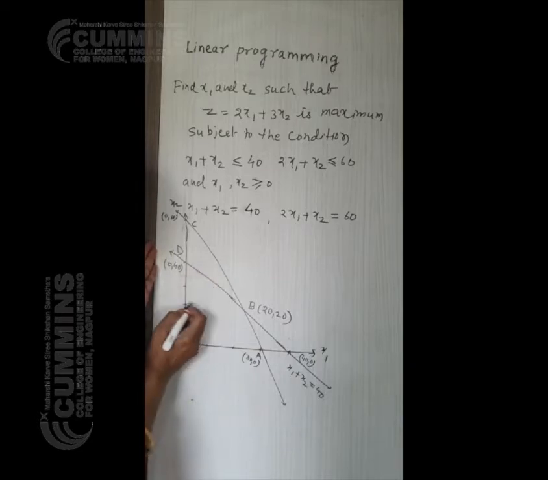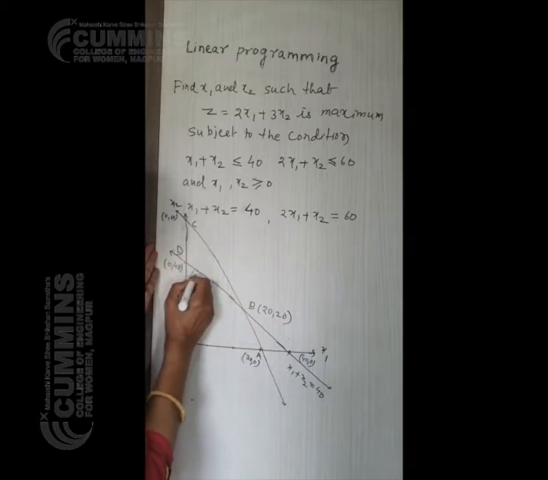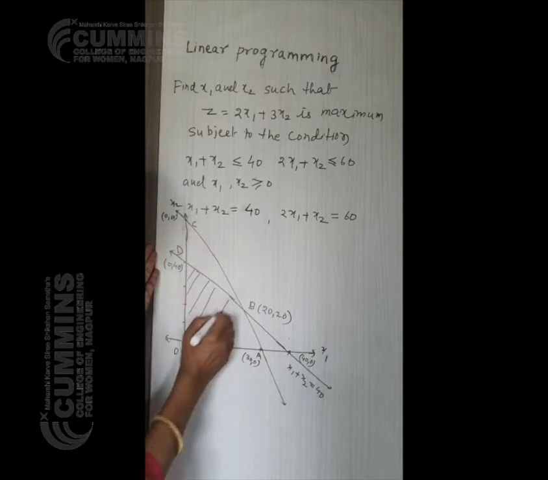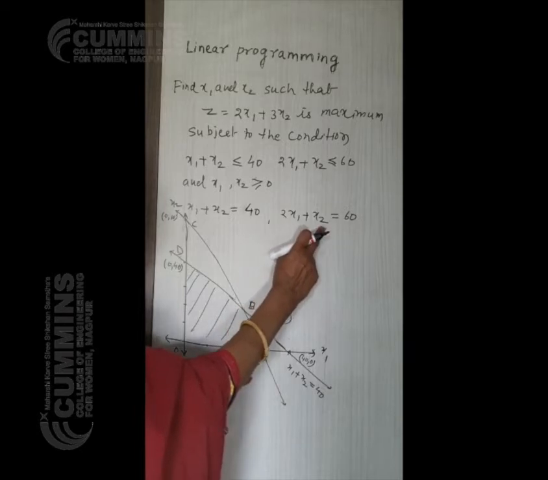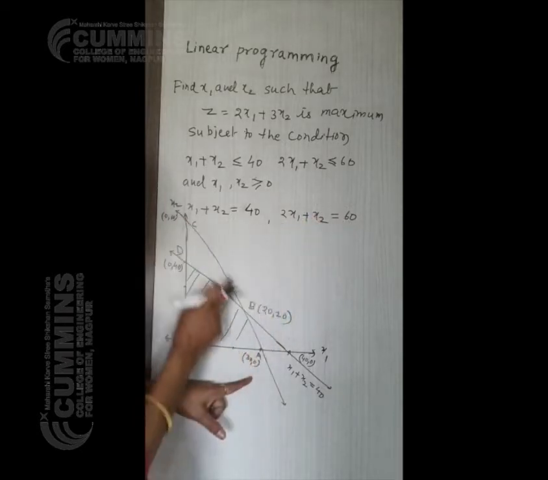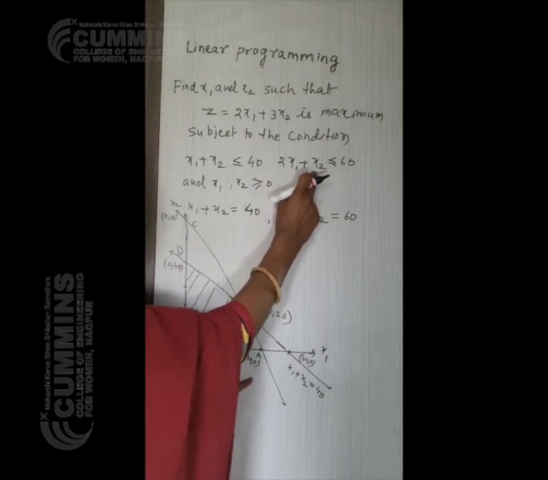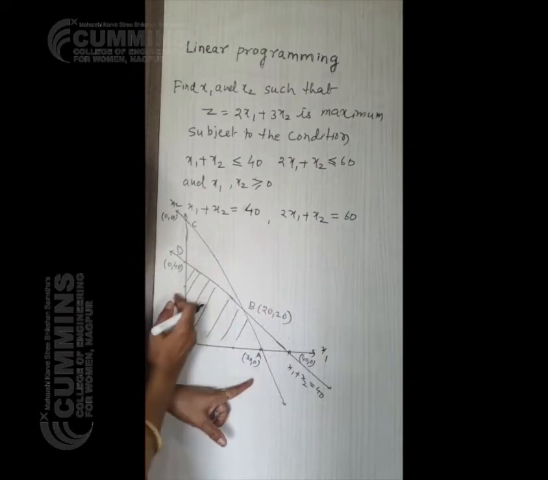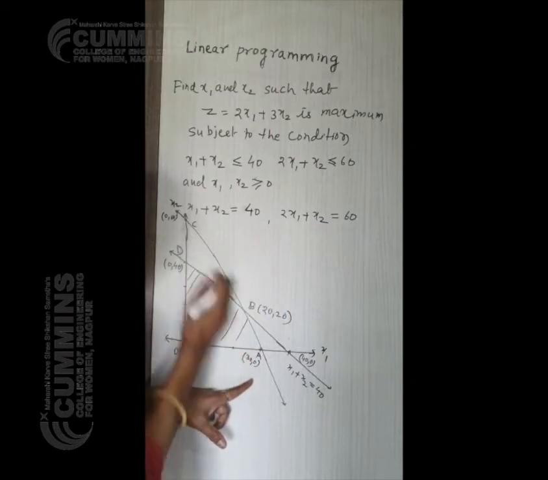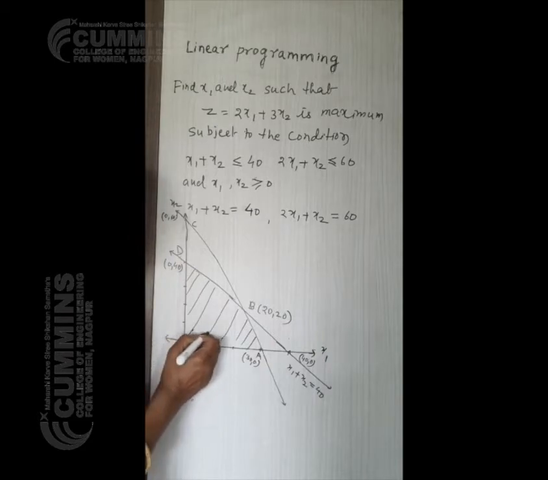The portion is this one, where x is greater than 0, x1 is greater than 0, x2 is greater than 0. So the portion is this one. And for this line, 2x1 plus x2 is equal to 6. So this is the line. Again, for this inequality, if we put 0, 0, then 0 is less than 6, which means the portion where the origin is, that means this portion. The common portion from these two lines is this one.